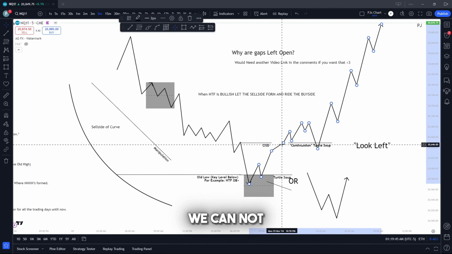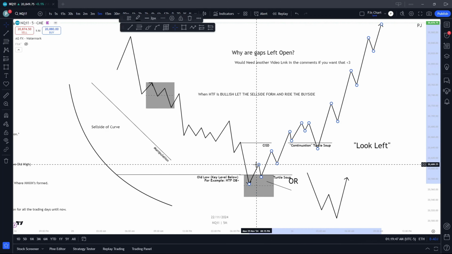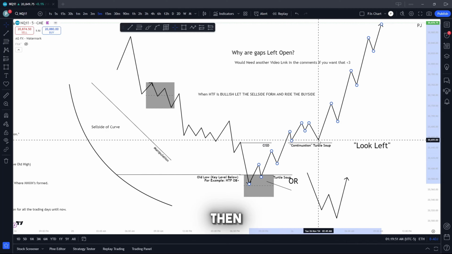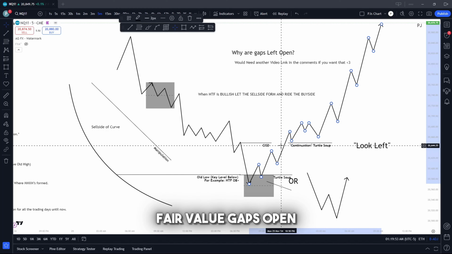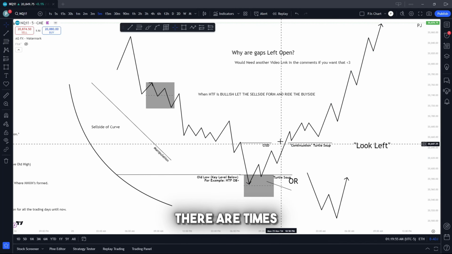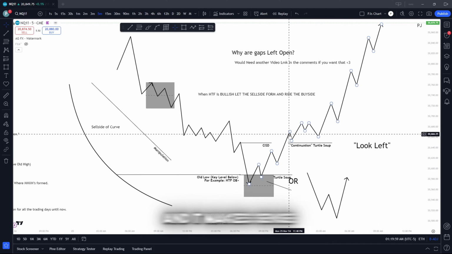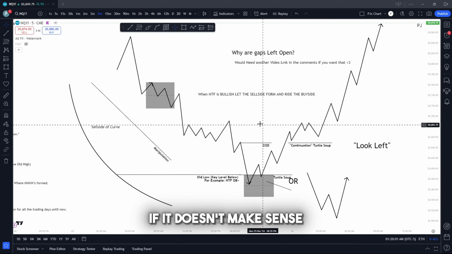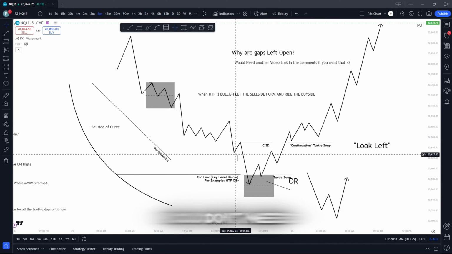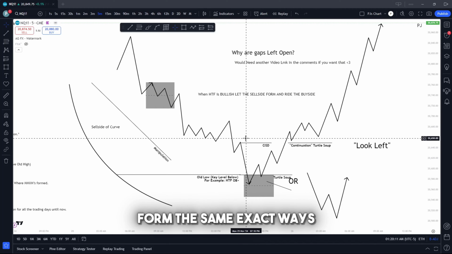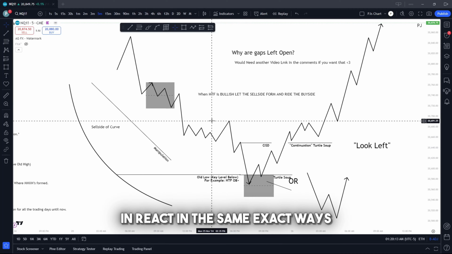Oftentimes, right, we can not break this high, use this order block inside of here, then break the high, then maybe even leave fair value gaps open. There are times where fair value gaps need to get left open, and it makes sense. If it doesn't make sense, you don't need to be inside of the trade, because we see the most high probability setups form at key times, form these same exact ways, and react in the same exact ways.